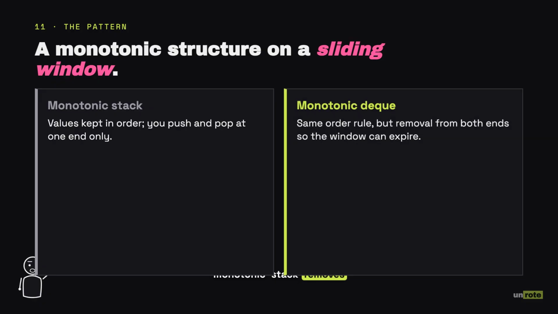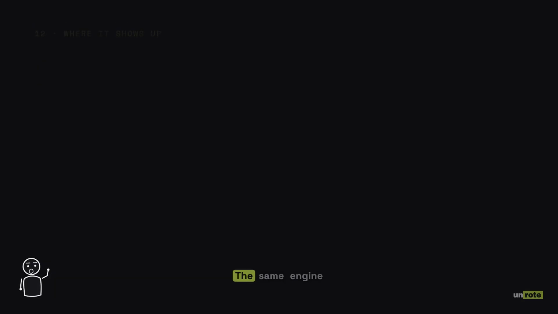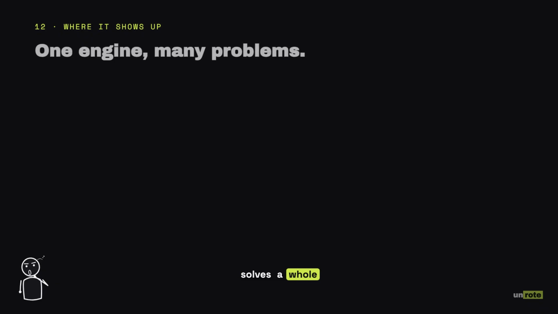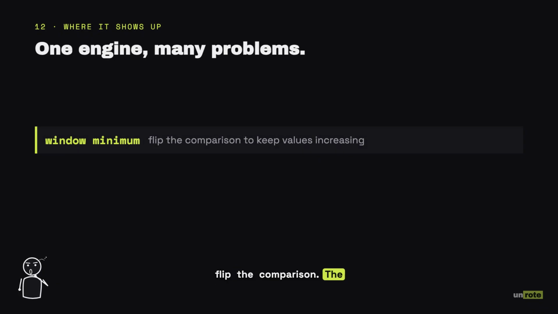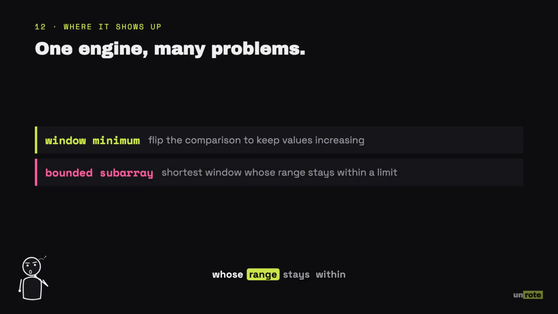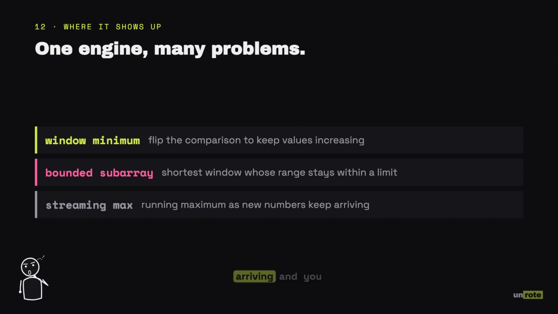A monotonic stack removes from one end. A monotonic deque removes from both ends. Same core idea. Each element goes in once and comes out once. The same engine solves a whole family. Minimum of every window, just flip the comparison. The shortest subarray whose range stays within a limit. And streaming maximums, where numbers keep arriving and you need the running window max.